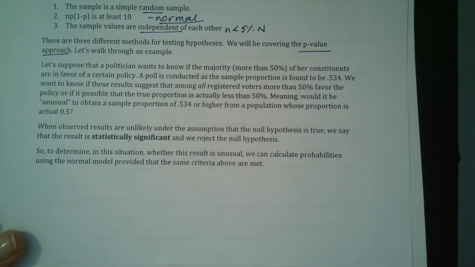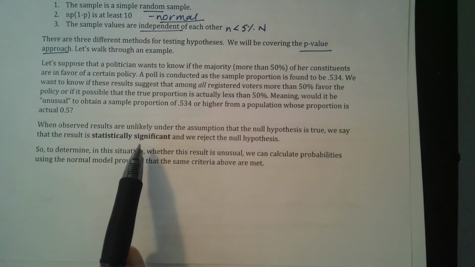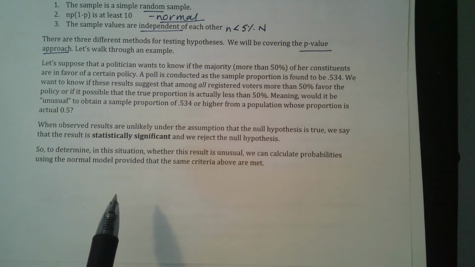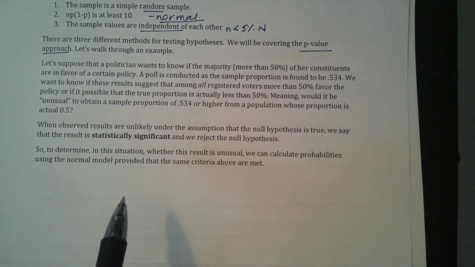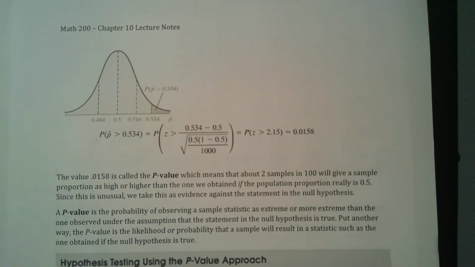Meaning, would it be unusual to obtain a sample proportion of 53% or higher from a population whose proportion is actually 50%? When the observed results are unlikely under the assumption that the null hypothesis is true, we say that the result is statistically significant, and then we reject the null hypothesis. So to determine in this situation whether the result is unusual, we can calculate the probabilities using the normal model, as long as we met the criteria that was above. I've created a normal distribution curve for you on the next page.